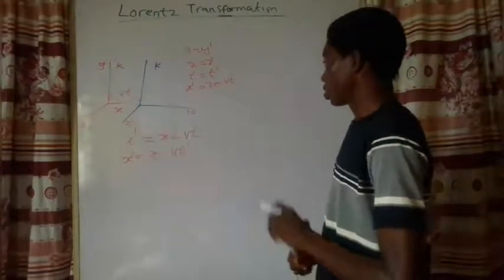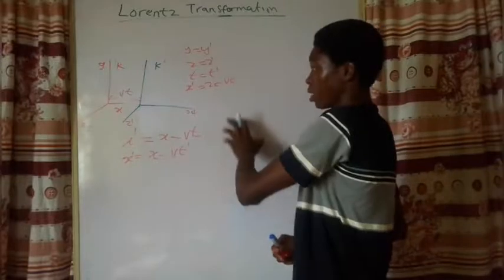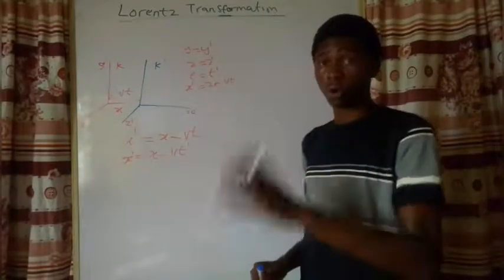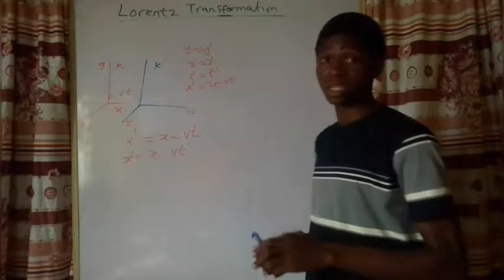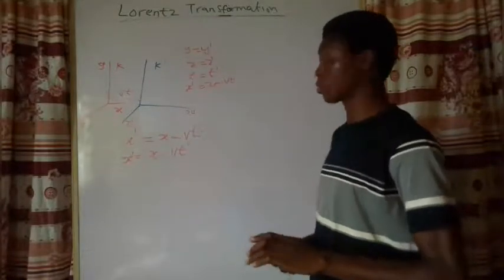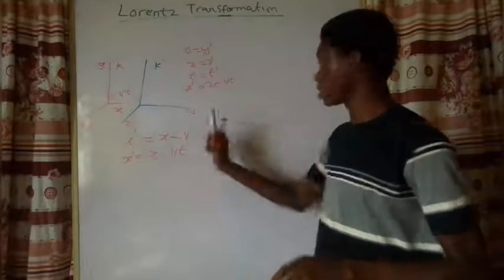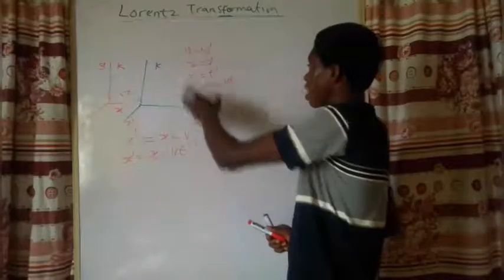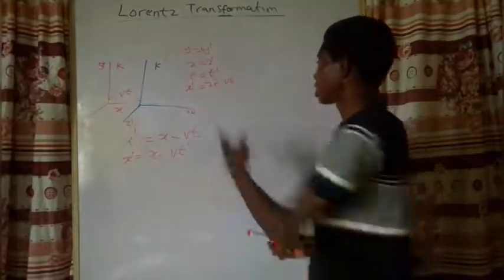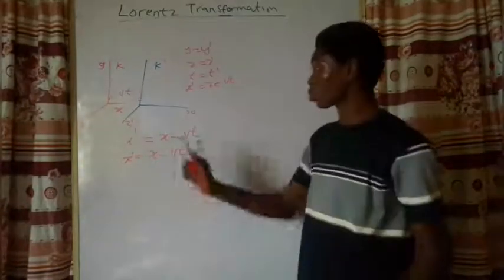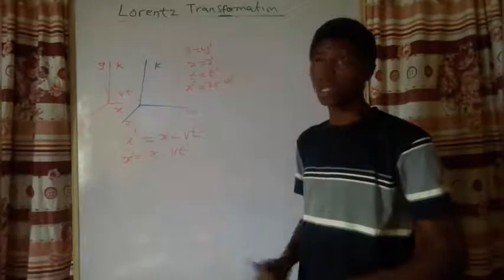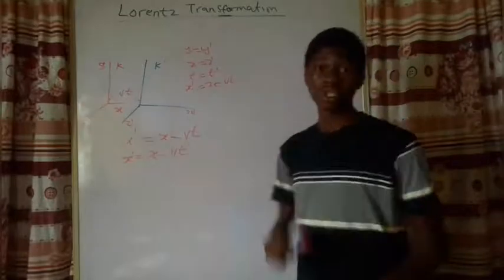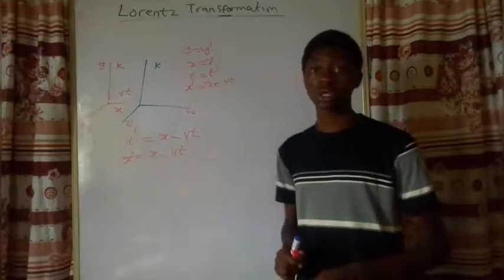Now, we look at this very equation that we have here. All of these are the transformation of coordinates for Galilean transformation. If you look at everything we have here, it tells us that the time taken for events to occur in the two frames are the same. Now, many experiments were carried out, and they proved this Galilean transformation wrong.